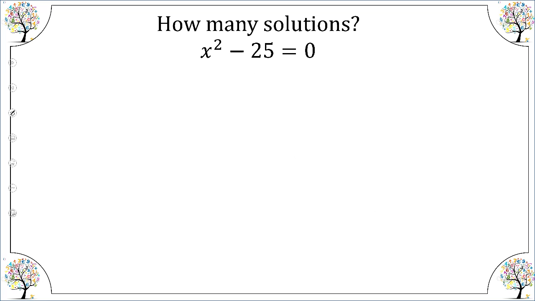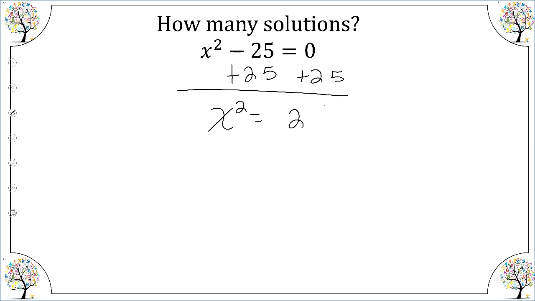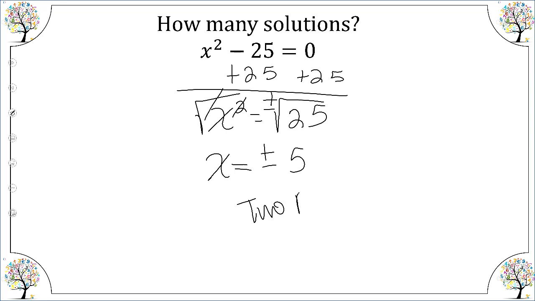Okay, this one looks similar, but it's different. So we have squaring and subtracting, so we're going to add first, the addition property of equality. We're going to undo squaring by taking the square root. We're going to remember we have two roots, so x is equal to positive 5 and negative 5. So two real solutions.